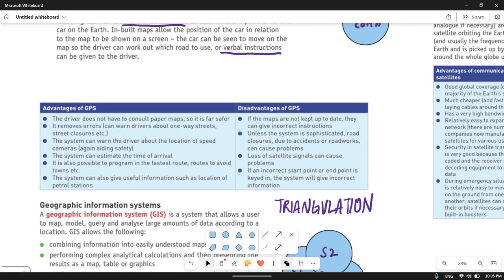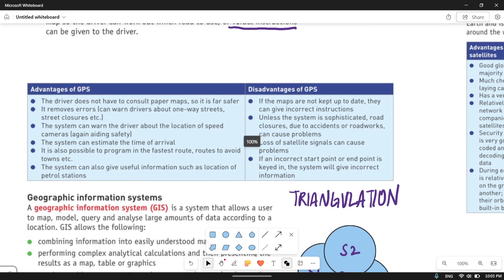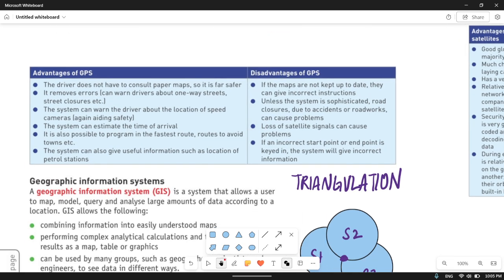Okay, advantages and disadvantages. The driver does not need to consult paper, so it's safer, because with GPS the maps are regularly updated, and you know the actual positions of maybe shops, roads, and everything. So it's safer than outdated paper maps that we used to use before. It removes errors because it can warn drivers about one-way streets or street closures. Maybe there's a protest going on, so that road has been closed. So that GPS can warn us that we shouldn't pass there. Then the system can warn the driver about the location of speed cameras.